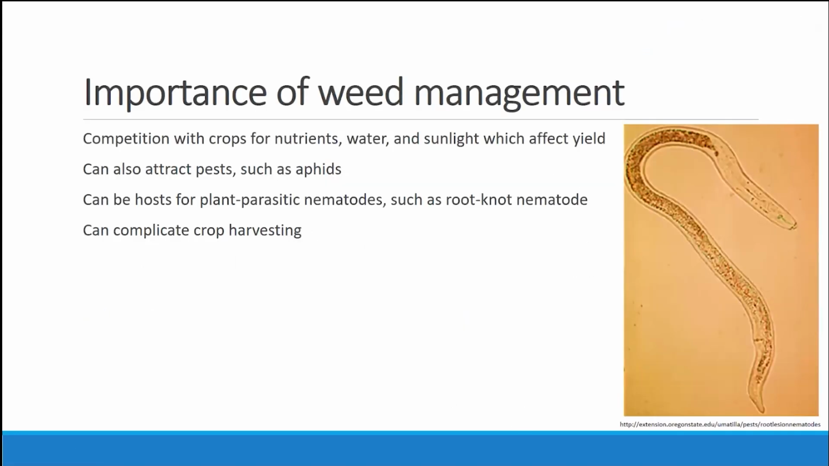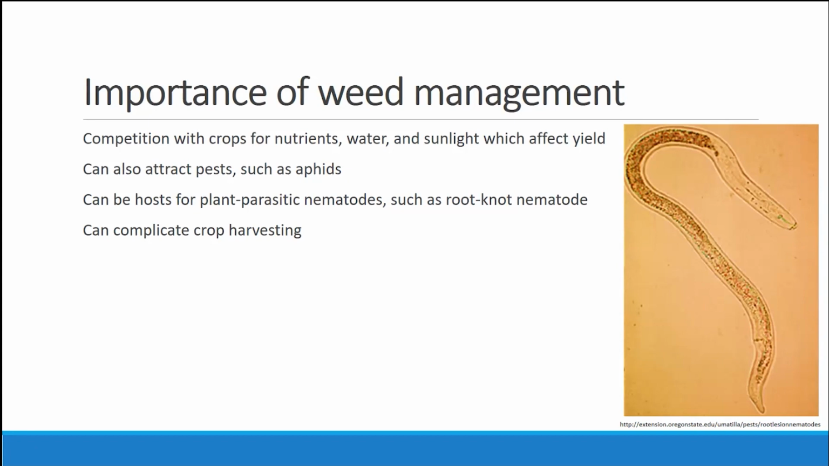So really and truly, when we're thinking about weed management, we're thinking about the competition with crops for nutrients, water, and sunlight, which can affect yield and crop development. Weeds can also attract pests, especially, the first thing that pops to mind for me is aphids. If you have a lot of weeds around, those can be alternate hosts for aphids, and they can really draw them in. Weeds can be hosts for plant parasitic nematodes such as root knot, which is here on the right, and they can also complicate crop harvesting.